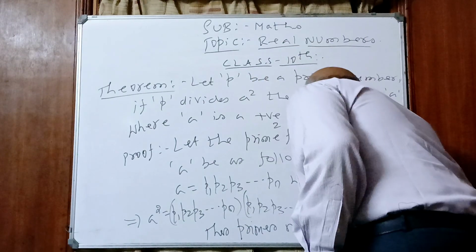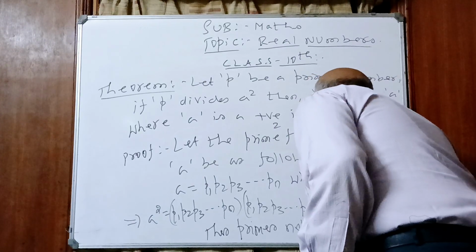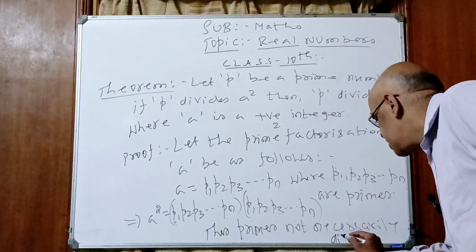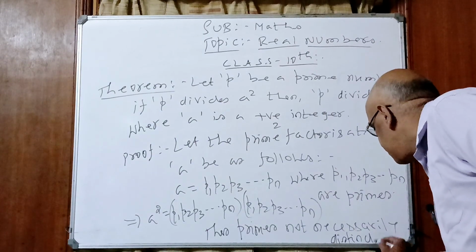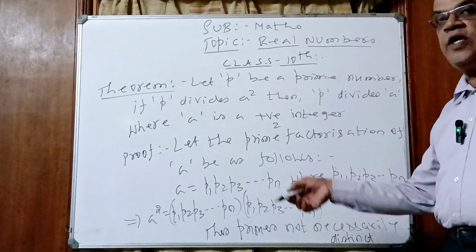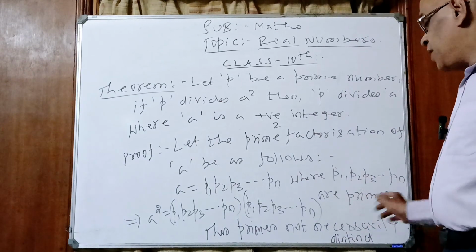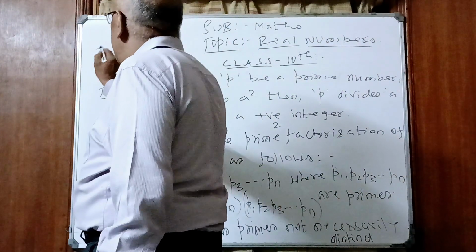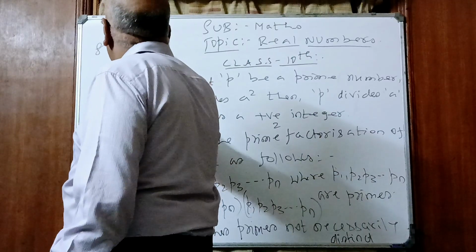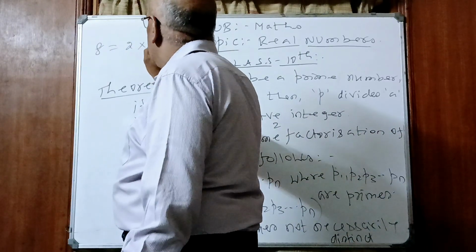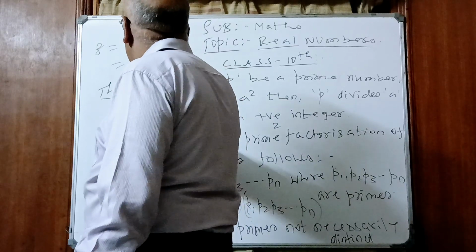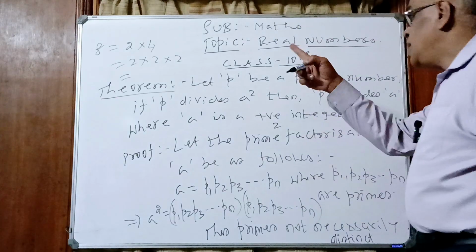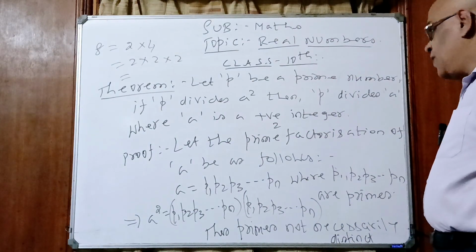These primes are not necessarily distinct. Distinct means different. Yes or no, children? Why do you say P1, P2, P3? They are distinct? This prime factorization need not be distinct. Getting confused? Come to 8. What are the factors of 8? 2 into 4. Again prime factors of 4. 2 into 4, then again we factorize 4, 2 into 2 into 2. Yes or no? What are the factors of 8? They are not distinct. They are the same. Distinct means different. They can be the same also.